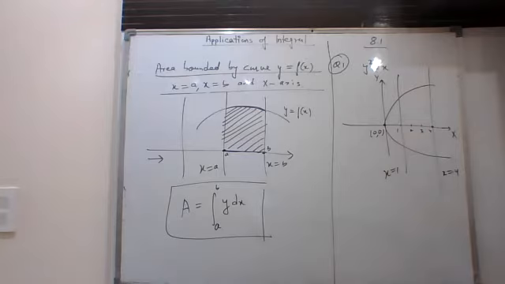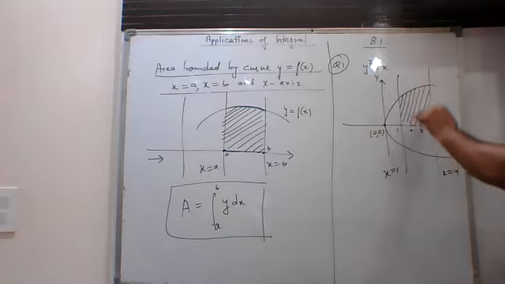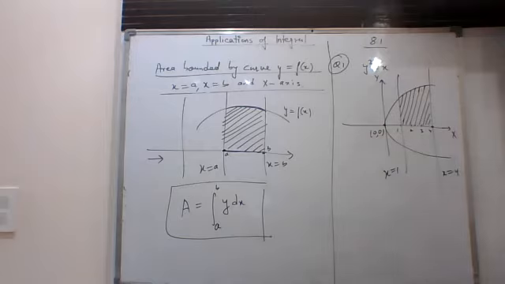Now, as per the question, we want to find the area bounded by x equal to 1, x equal to 4, this curve, and the x-axis. So that means this is the area which we want to determine, in the first quadrant. This is the area which we want to find.